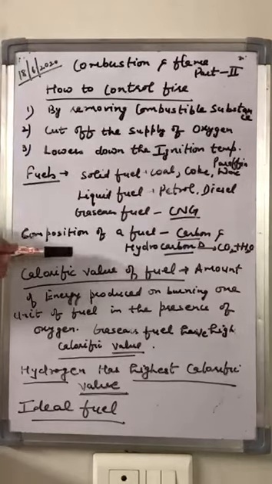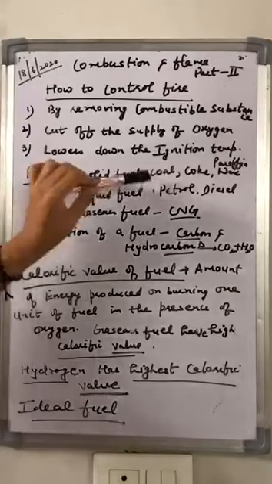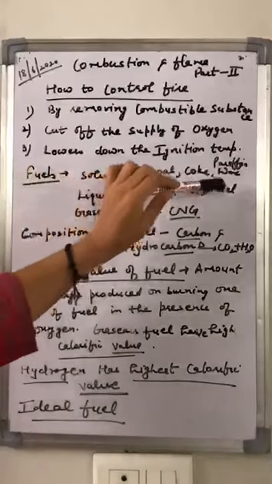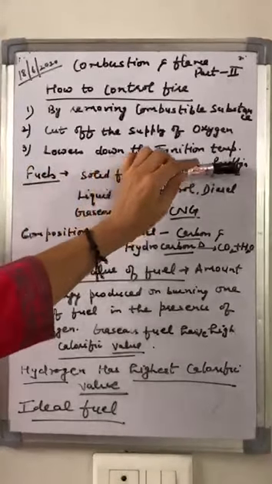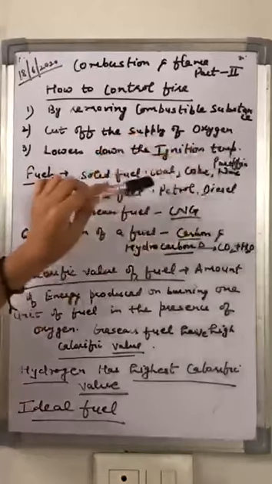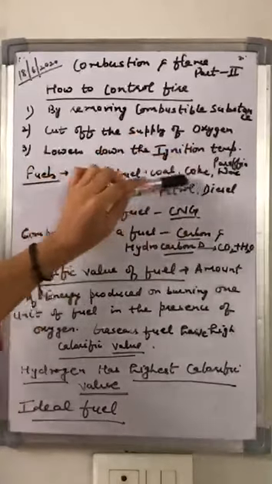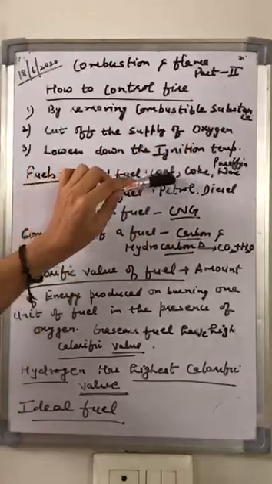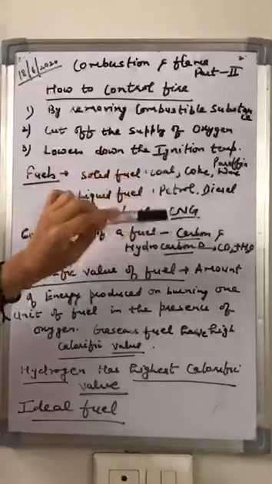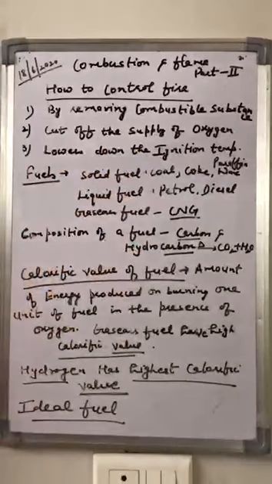Now, what is the composition of fuel? Basically, the fuels are made up of carbon and hydrocarbon. What are the fuels which are made up of carbon? The coal, coke, paraffin wax. In the coal and coke, the carbon is present. And when we burn them, they produce carbon dioxide.